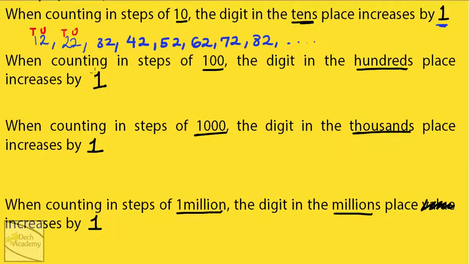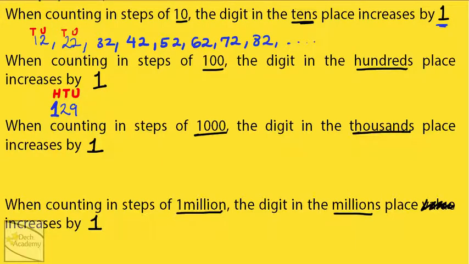So in this case where we're counting the steps of 100, the observation is that the digit in the hundreds place increases by 1. So let's start with which number now? 129. Starts with 129. So we have 1 in the hundreds place, 2 in the tens place, and 9 in the units place.